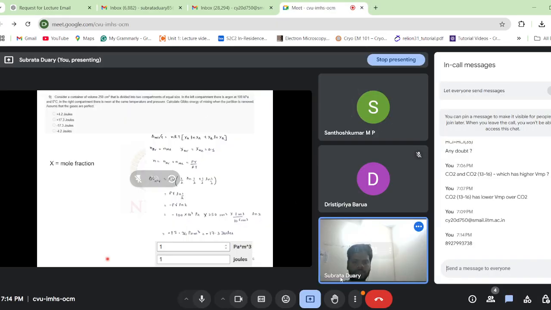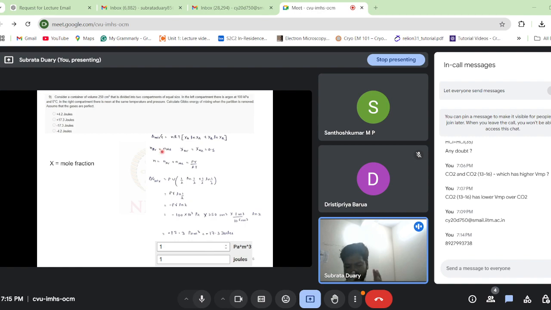So you understand why this CO2 with 13 and 16 has lower VMP over the 12 CO2? You understand the problem? Okay, hope you understand. So coming to another problem.